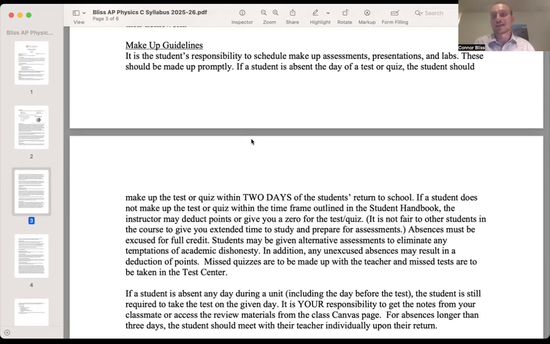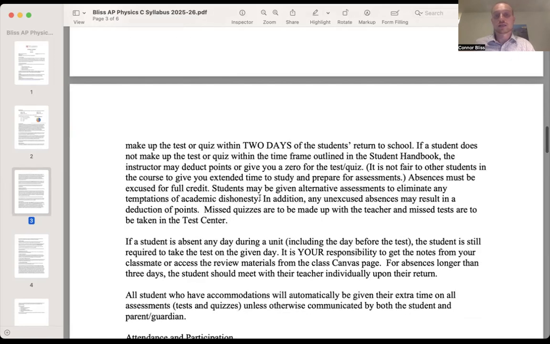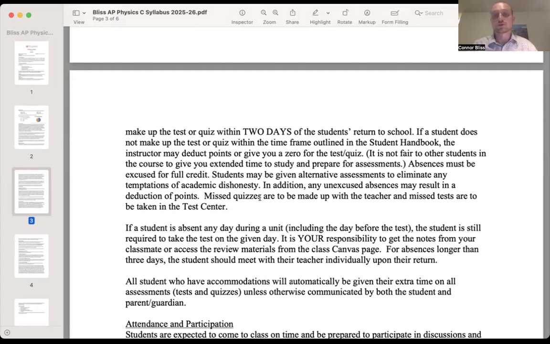The reason for this is that it's really not fair to students who were there the day of the test and took it. If you're taking it 5, 6, 7, 8 days after that, that's dramatically increasing the amount of time you have to study for that test compared to other students. So if you do not take a makeup test or quiz within the 2 days of return, there may be a deduction in points for that.